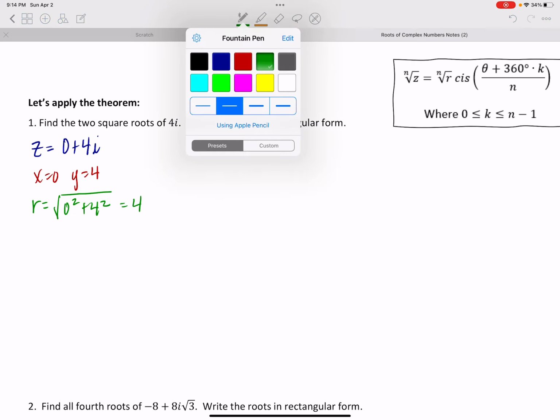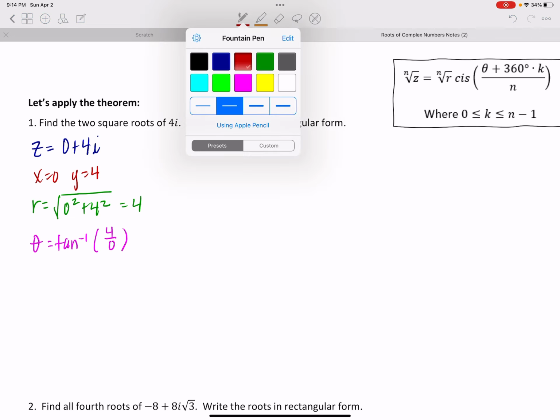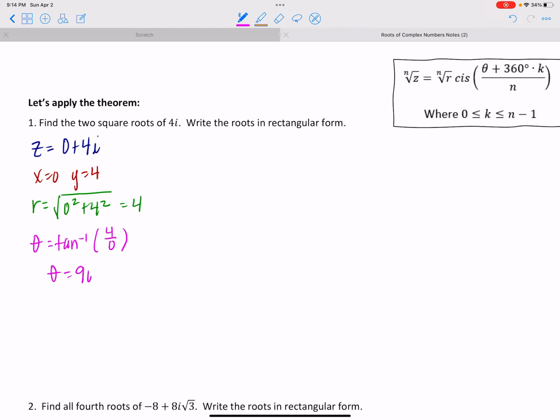And our angle should also make sense. Remember, we can find our angle using the inverse tangent of our y value over our x value. Now that fraction is actually undefined, but again, think about where 4i is located graphically. If we just go up 4 units, then our angle has to be 90 degrees. That's where we have a 0 for cosine at 90 degrees. So even though that fraction is undefined, I know that my angle is going to be 90 degrees.